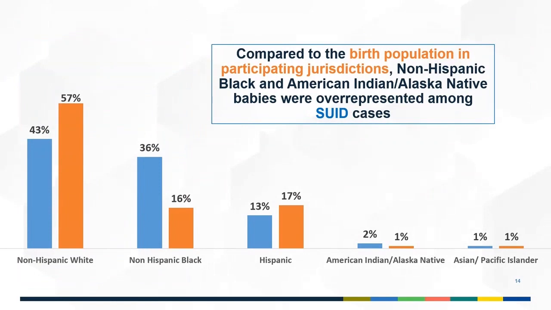And when we compare our registry cases to the birth population among participating jurisdictions, we found that non-Hispanic Black and American Indian Alaska Native infants are overrepresented among the SUID cases. For instance, non-Hispanic Black infants represented 16% of the birth population in the 18 states and jurisdictions in our data, but 36% of the SUID from those jurisdictions were Black.